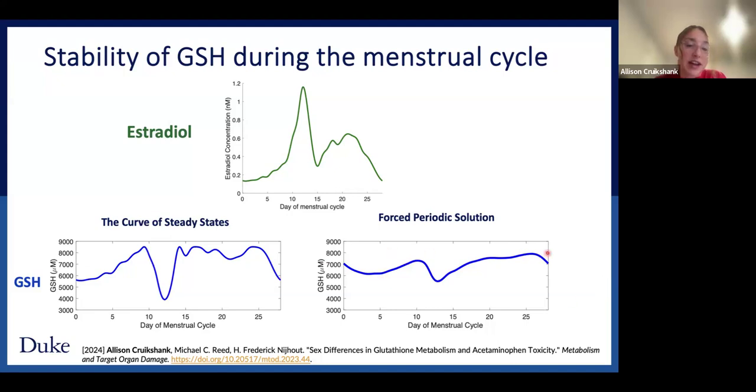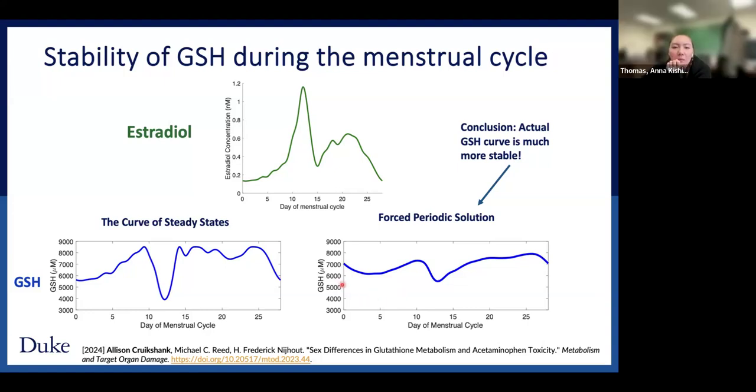And actually, you can see that it's much more stable than what you might think with this naive approximation. Glutathione only varies from about 55 micromolar to 8,000 micromolar. So it's much more stable than you might expect, and you could think of this as maybe an evolutionary adaptation, because it might not be good for glutathione to vary that much throughout the menstrual cycle.